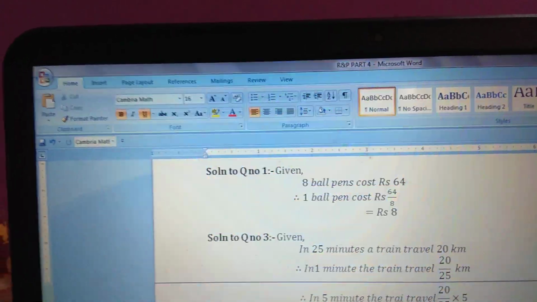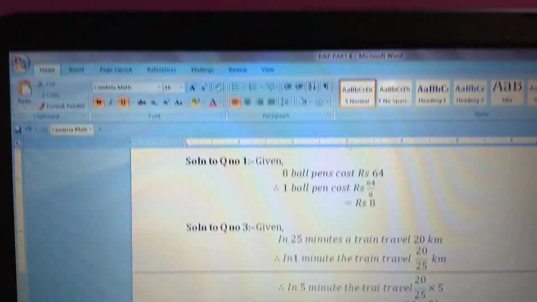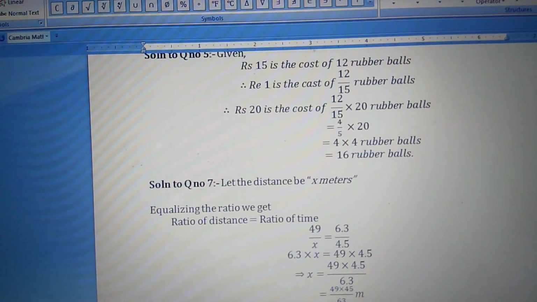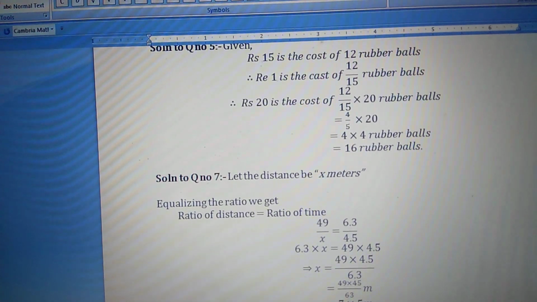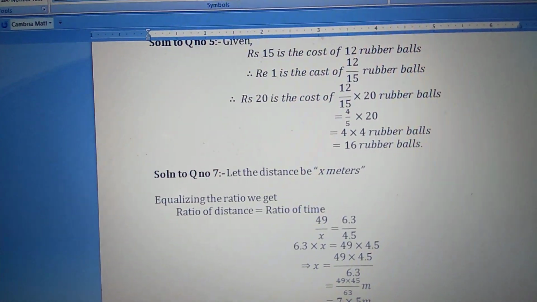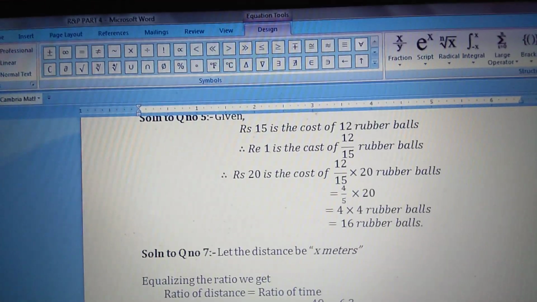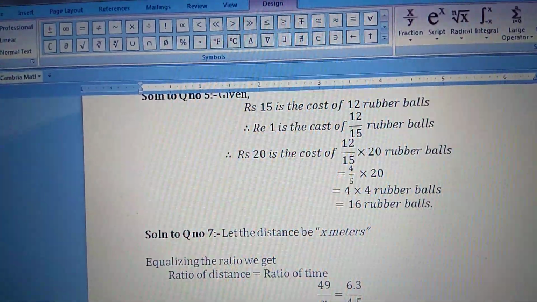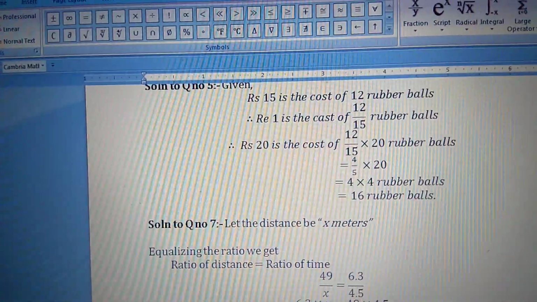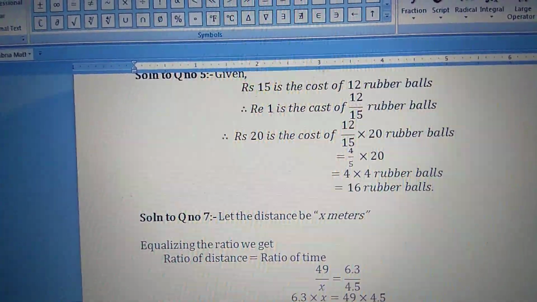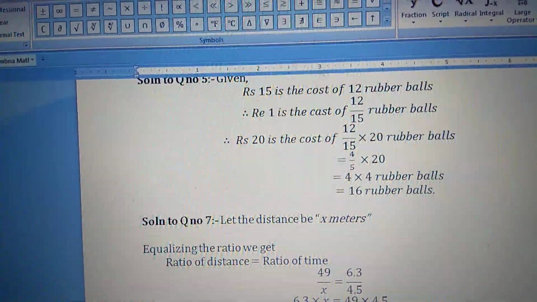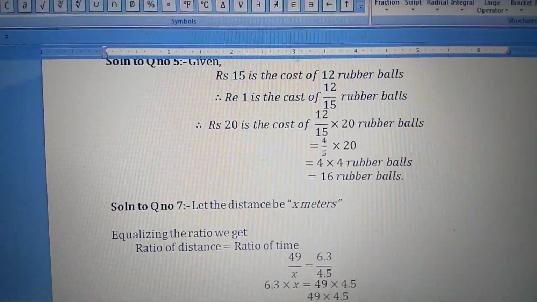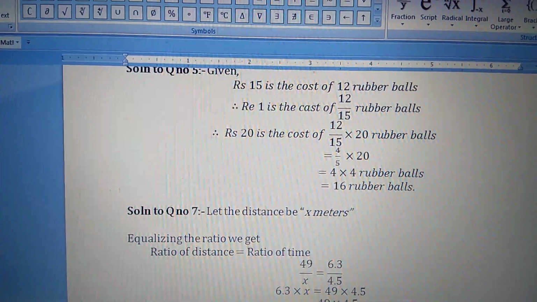Now I will go to question number 5. Read the question of question number 5 very carefully. 12 rubber balls cost rupees 15. How many rubber balls can be bought for rupees 20? Here the statement is a little bit different. Here the number is asked to find, so the number will be on the right hand side. So we have changed the sentence.